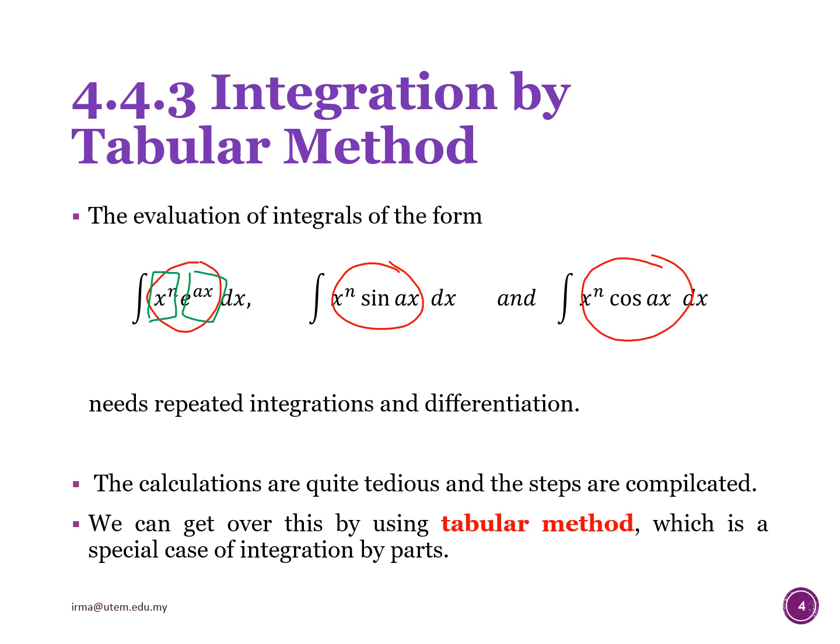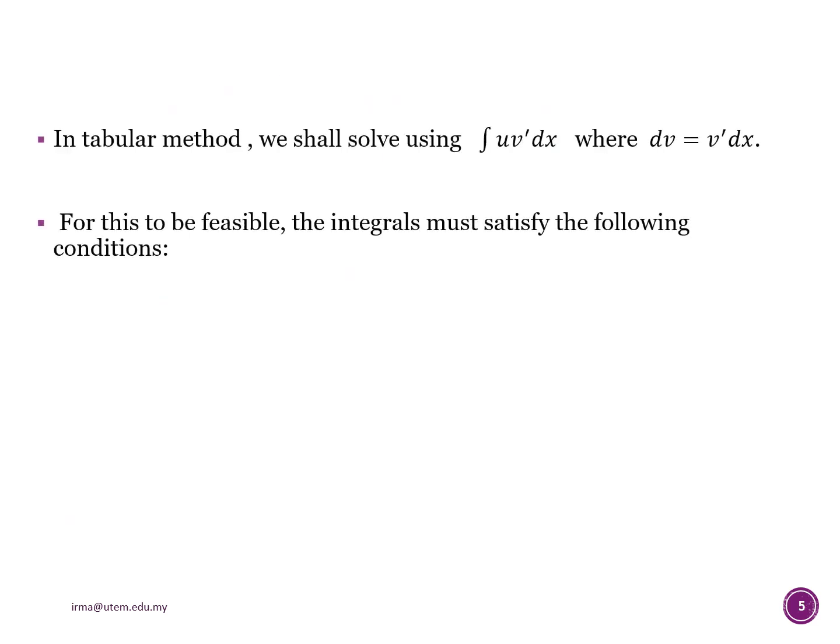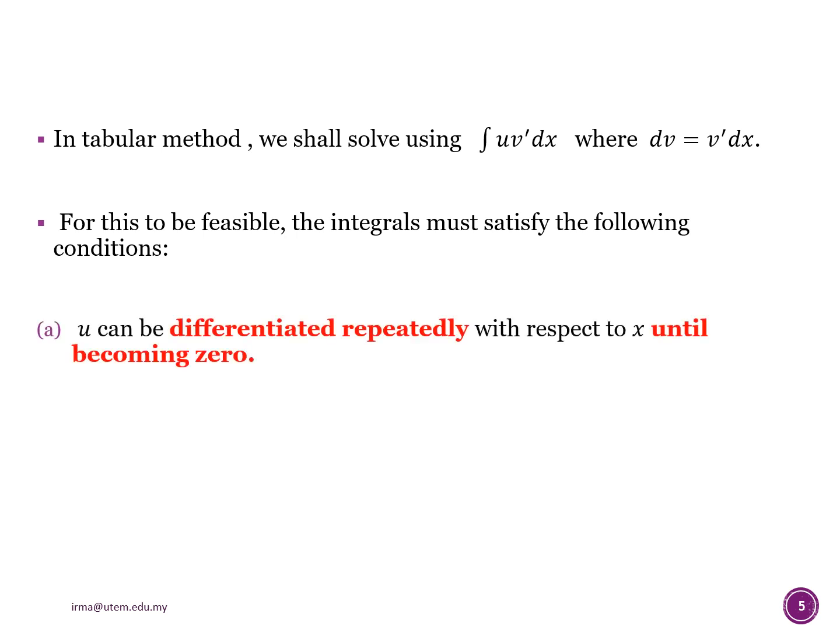As I said before, it actually comes from integration by parts, and we still use LOPET, if you still remember: the ln, polynomial, exponential, and trigonometric functions. In the tabular method, we solve the integral of u v prime dx, where dv equals v prime dx. For this to be feasible, the integrals must satisfy the following conditions. A: u can be differentiated repeatedly with respect to x until becoming 0.